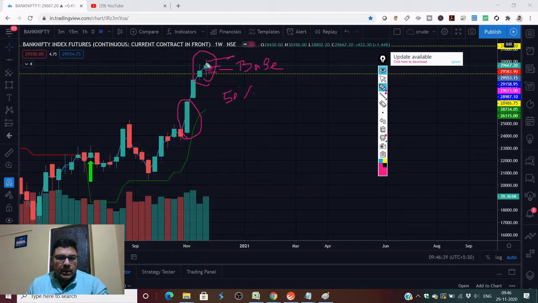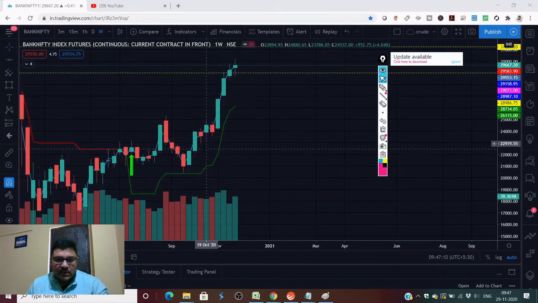Any candle which has a body less than 50%, then you consider it as a base candle, either 50 or less than or equal to 50%. Okay, I hope this is clear. Less than or equal to 50% is called a base candle, and a candle which has a body more than 50% is called a leg candle. So now let's try and identify a couple of base candles and leg candles.